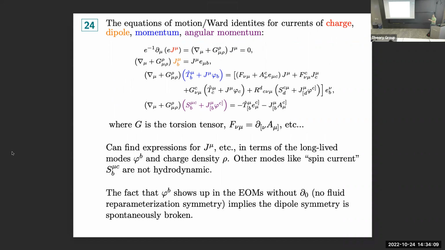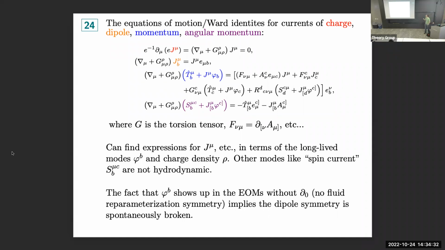One thing from the EFT perspective that's very clear is that there's this degree of freedom phi, which is actually the same as what I mentioned before. It's momentum density approximately over charge density. The way that this phi shows up in the EFT is as a phase field associated with the dipole symmetry.